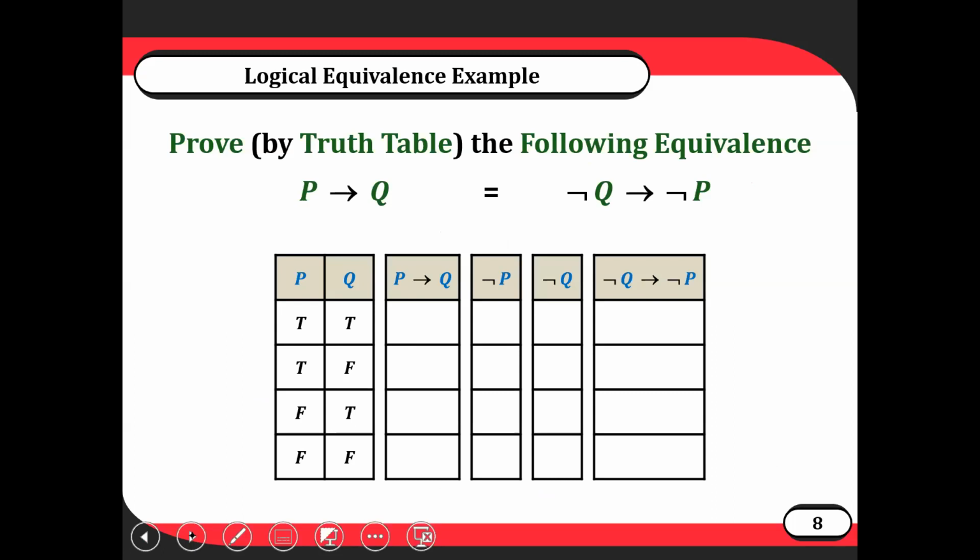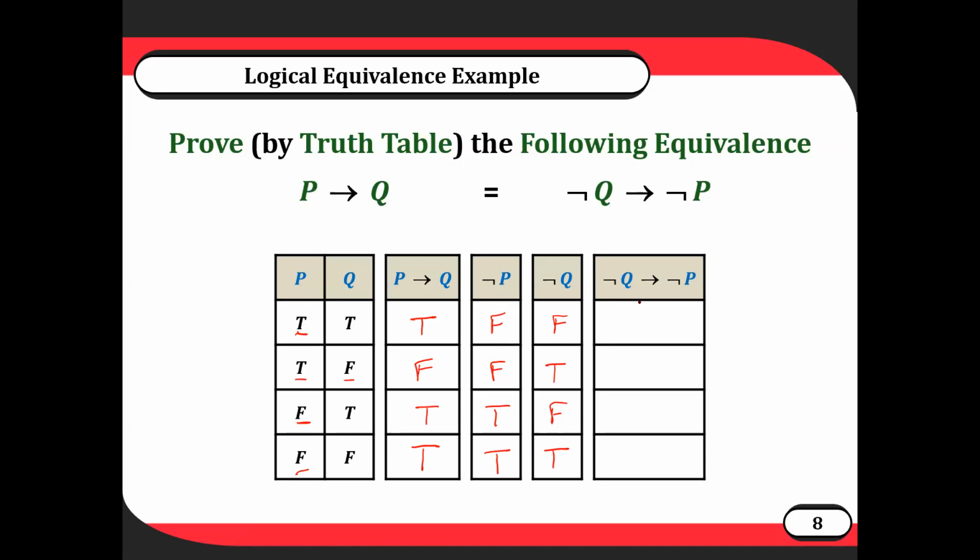We already saw this, but let's go over it again. Any implication is true except for the one when the antecedent is true and the consequent is false. But if the antecedent is false, then it's always true. So we get true, false, true, true. And not P is just the opposite of all of these values. So we get false, false, true, true. And then not Q is the opposite of Q's values. So we get false, true, false, true.